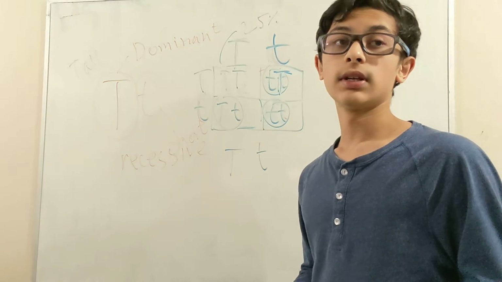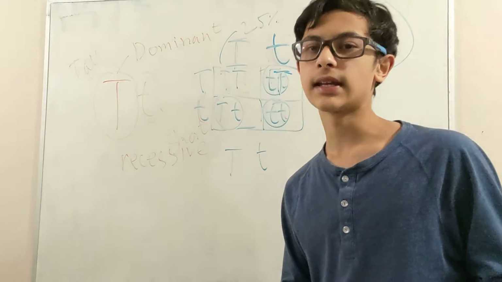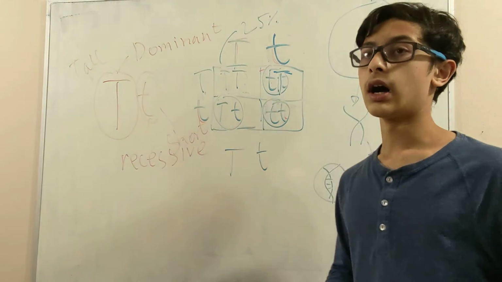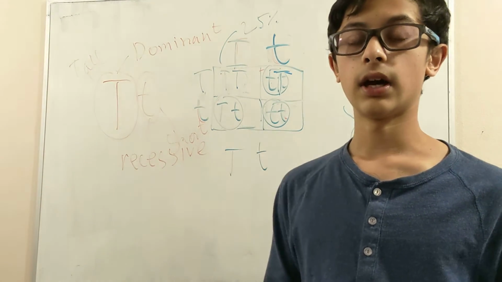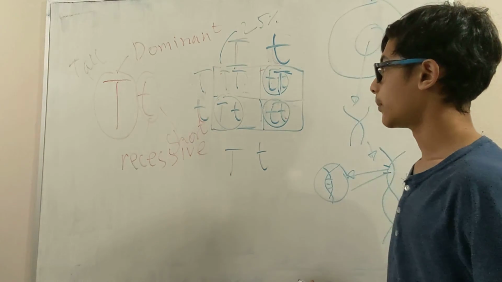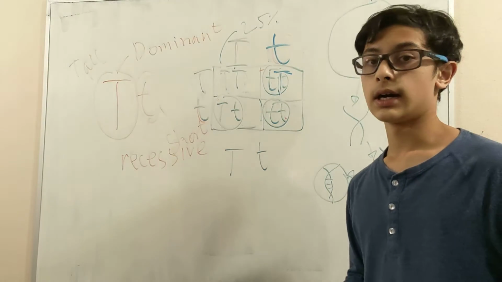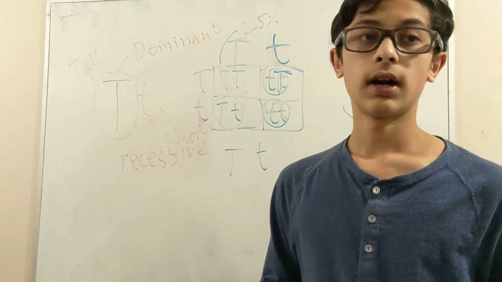And eventually you can have a bunch of different traits in here. It can get really complicated. But yeah, that's the simple Punnett square, and that is literally how they're used. Very simple. So, yeah, quick video. If I missed anything, just let me know.